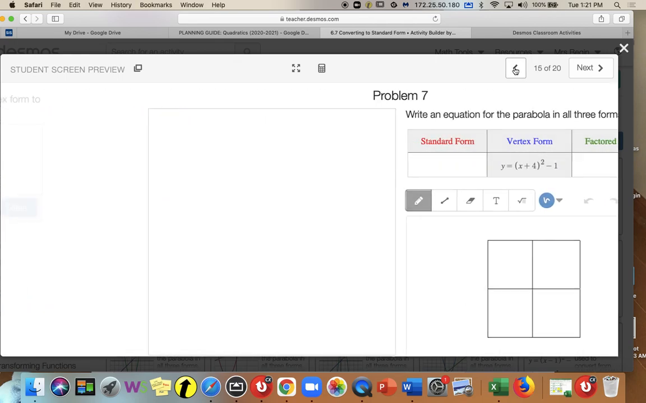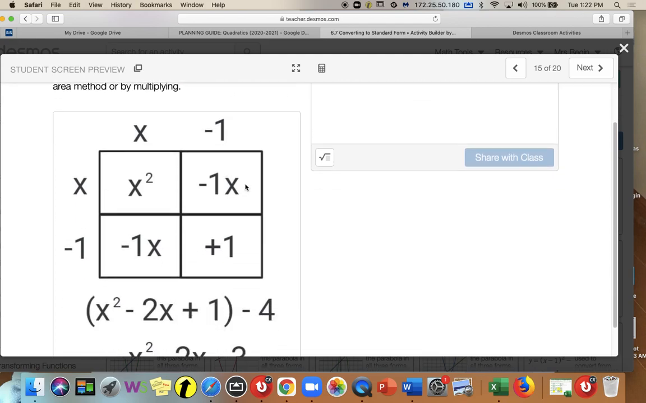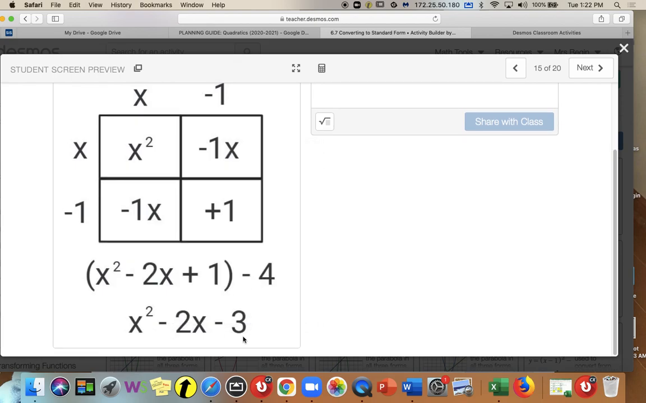All right, so last type of problem. What if I give you vertex form? How do you multiply it out? Okay, and this one they did for you. So when you're multiplying something out, you use order of operations. In order of operations, exponents come first. So when you have x minus 1 squared, what that means is x minus 1 times x minus 1. They do the box, just like we've been doing. They combine like terms. But at the end, you have this -4 hanging out. So we'll put that right here. And then the last step is to combine like terms.